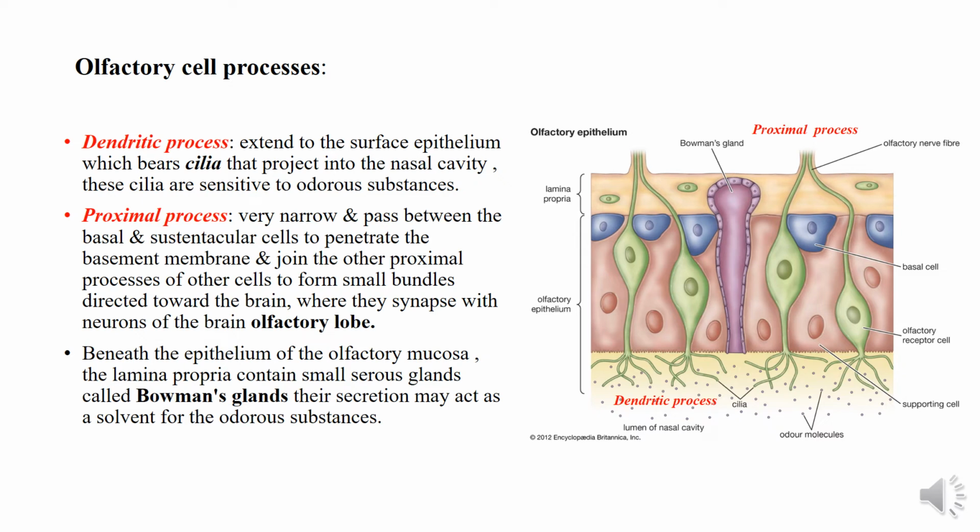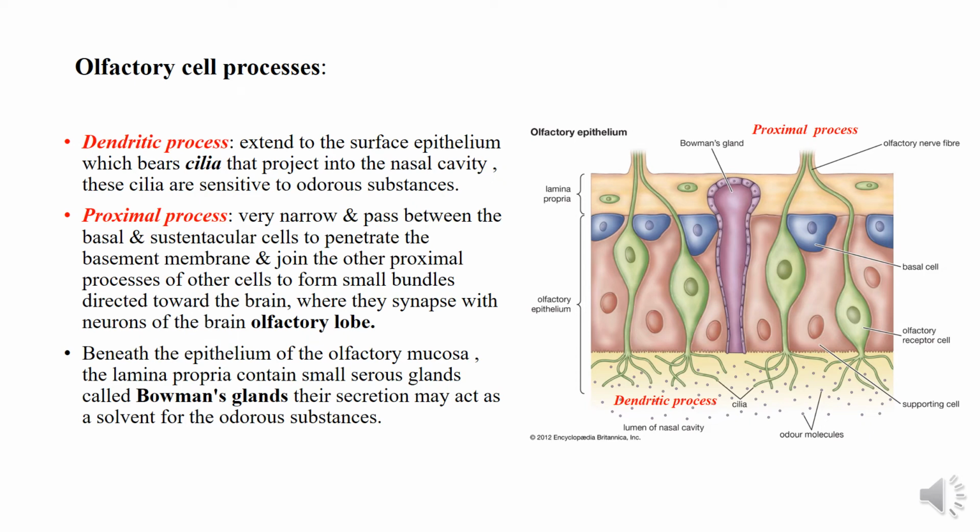The proximal processes, very narrow, pass between the basal and sustentacular cells to penetrate the basement membrane and join the proximal processes of other cells to form a small bundle directed towards the brain, where they synapse with a neuron of the brain olfactory loop.